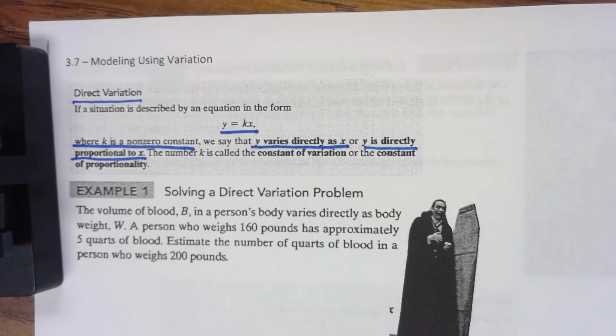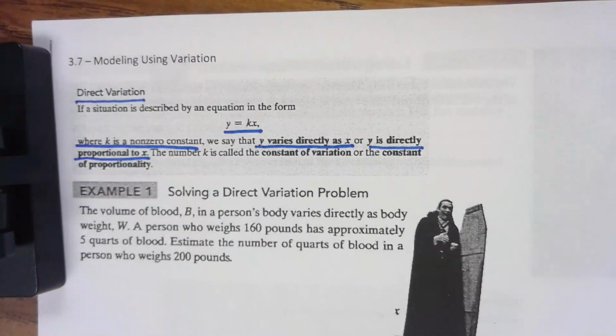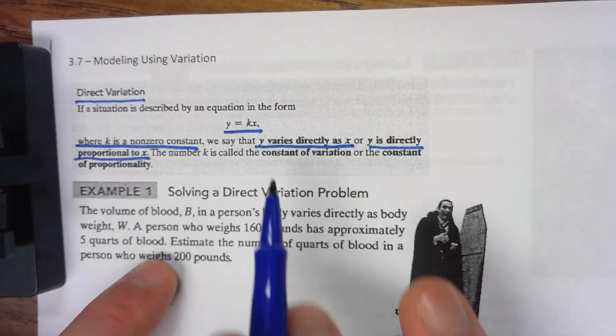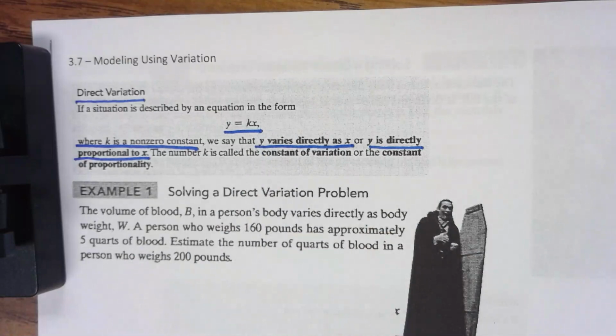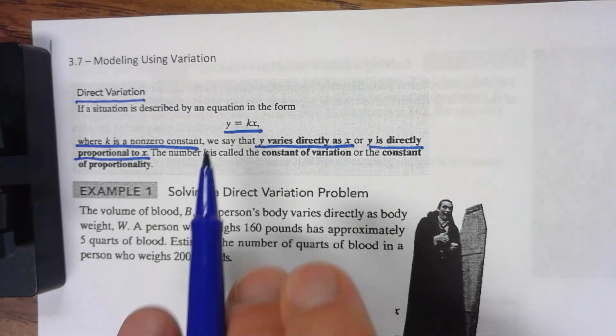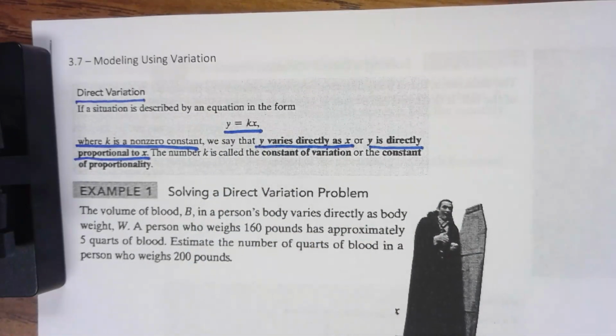So it's just about all these problems. What we're going to end up doing is we're going to want to build the equation. We're going to be given some values of x and y that'll help us find that constant, the value of k. And then we're going to plug in a value to then solve the actual problem.